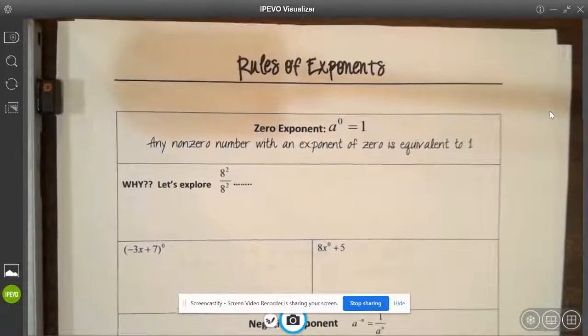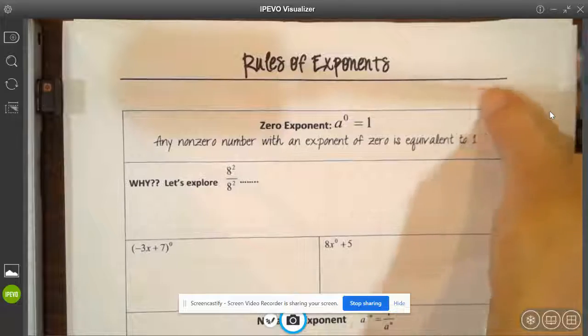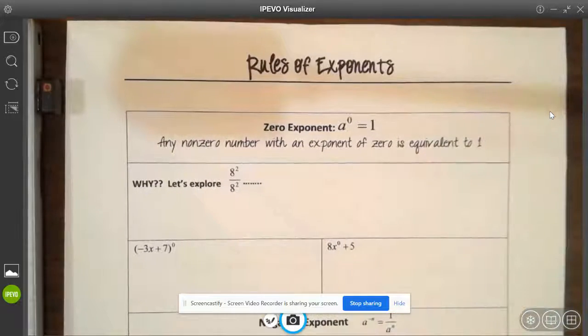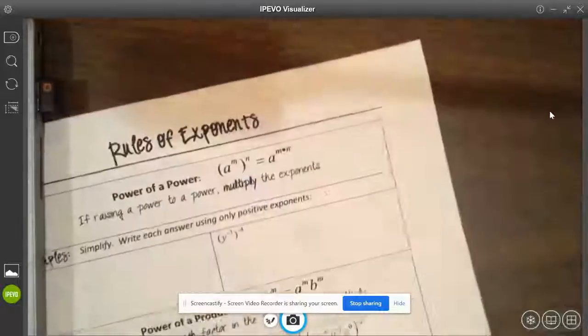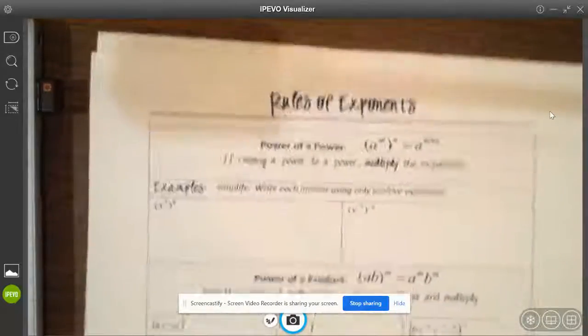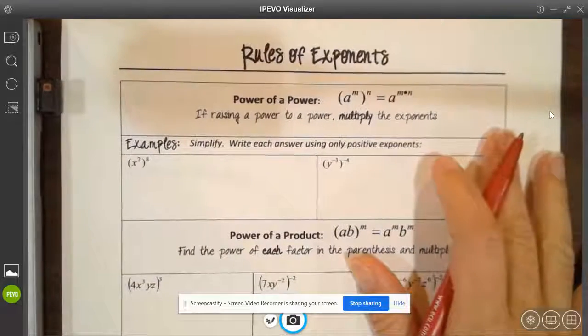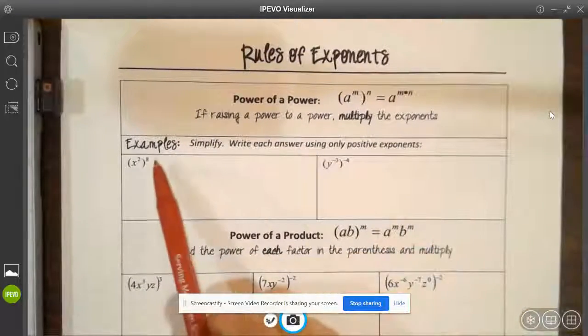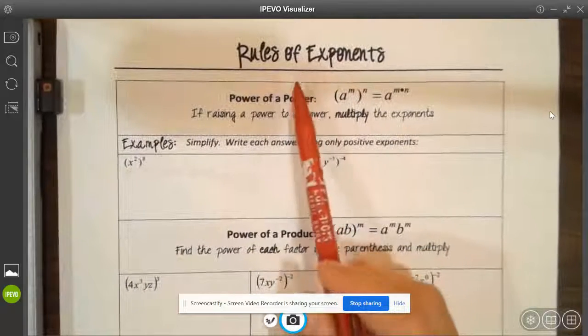Okay, students, so this week we're gonna review rules of exponents. Most of this stuff you already know, as long as you know what an exponent is, right? That's very important. So we're gonna start with the rules. There are a few rules we have to remember. Once you see these types of examples, you'll be like, okay, I got it.